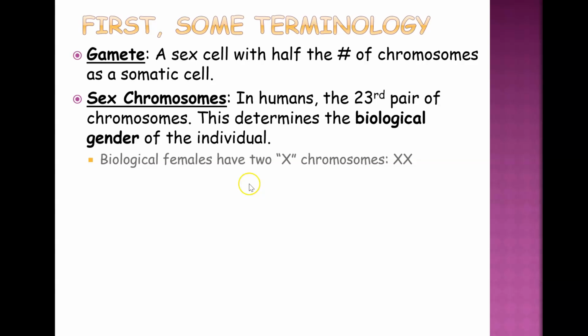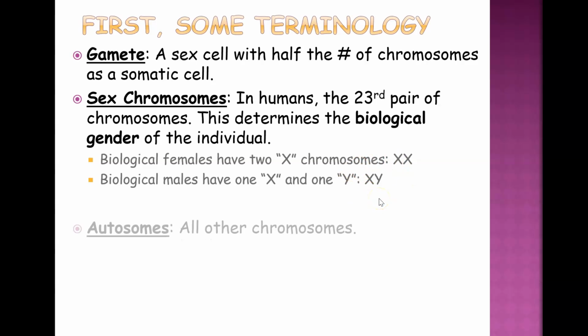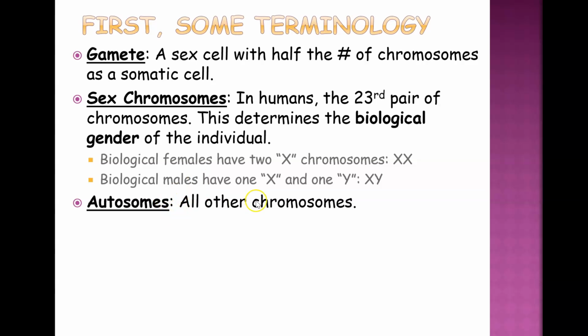So biological females will have what are known as two X chromosomes. So the genotype would be XX, okay? Biological males have one X chromosome and they have one Y chromosome, so they are X and Y. Autosomes are all the other chromosomes within living cells. So you have two chromosomes that are sex chromosomes, and then all the other chromosomes are known as autosomes.